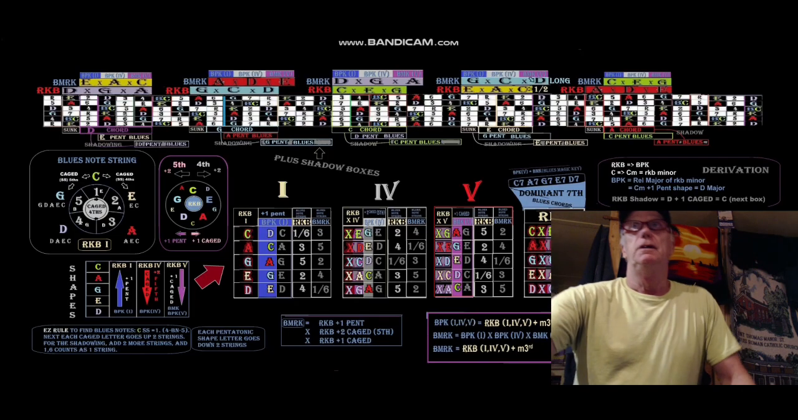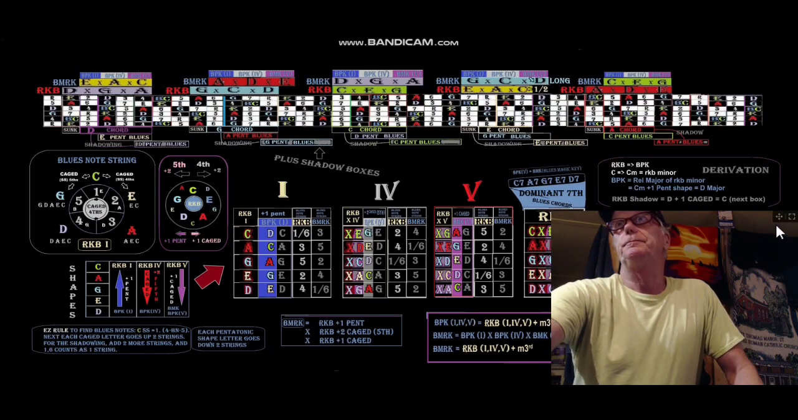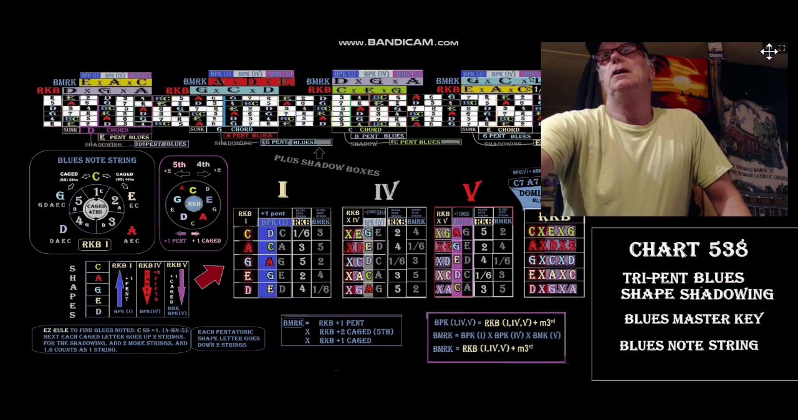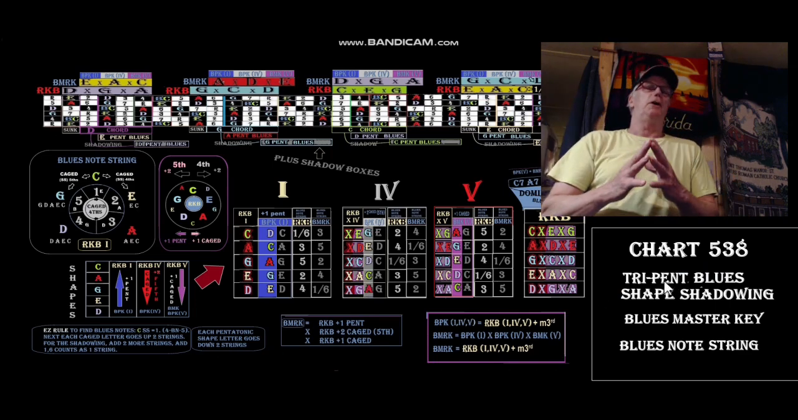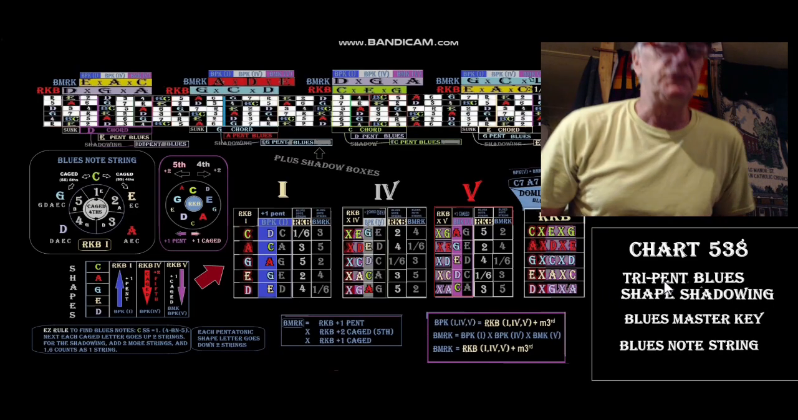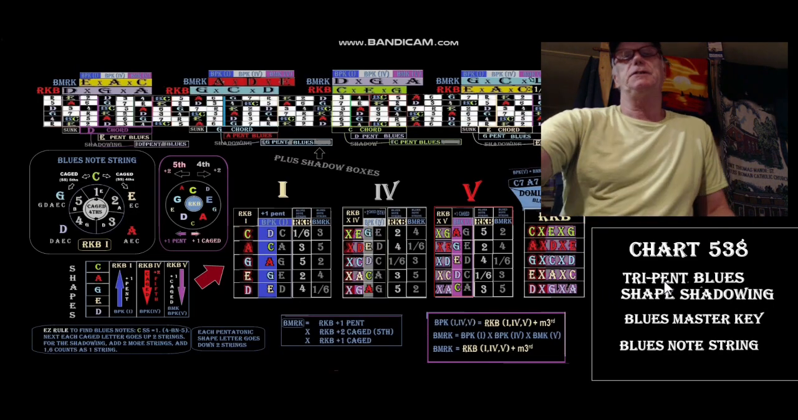Chart 538. And I have improved the chart, made it a lot easier. So this is part B for 538, but the chart's been updated. And we really have a much better approach than the last couple of days.